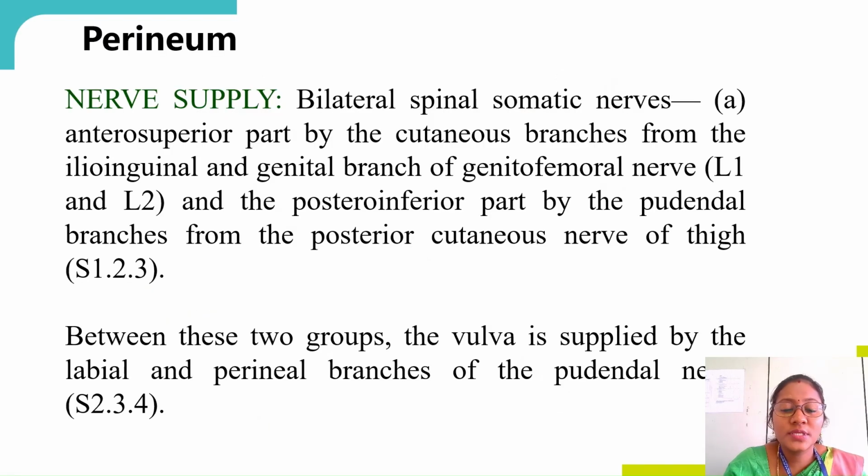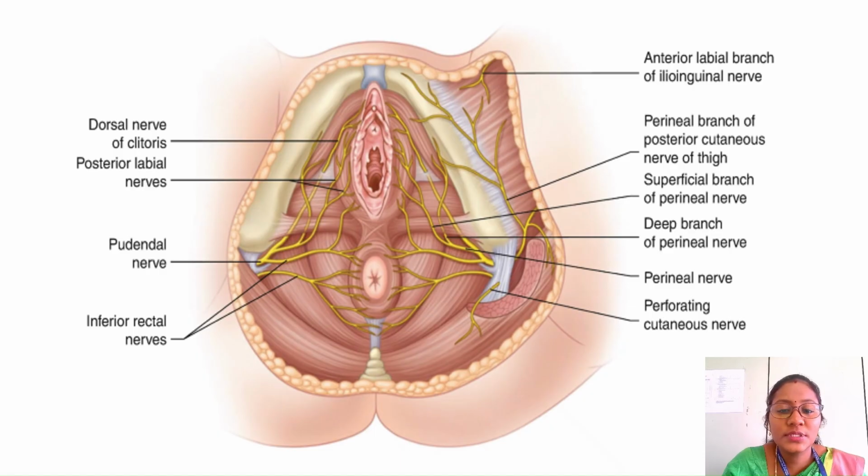Next one is the nerve supply. The nerve supply is from the bilateral spinal somatic nerves. One is the anterosuperior part, supplied by the cutaneous branch from the ilioinguinal nerve and the genital branch of the genitofemoral nerve, that is L1 and L2. The posterior inferior part is supplied by the perineal branches from the posterior cutaneous nerve of the thigh. Between these two groups, the vulva is supplied by the labial and perineal branches of the pudendal nerve. The nerve roots are S2, S3 and S4. So this is the nerve supply of the perineum.